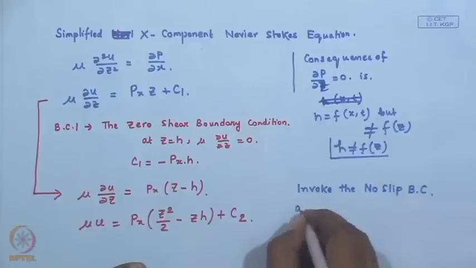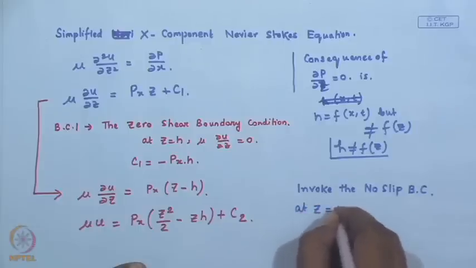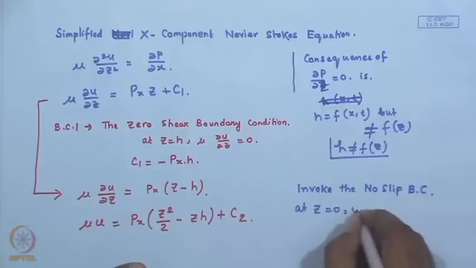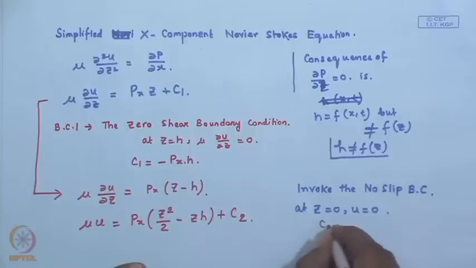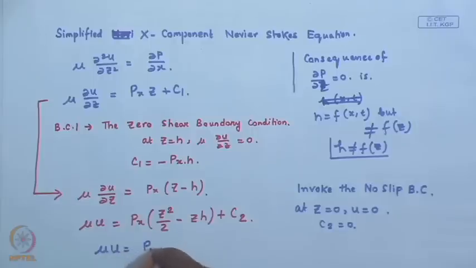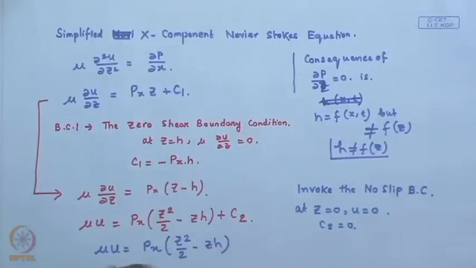That is at z is equal to 0, u is equal to 0. If you substitute that z is equal to 0, u is equal to 0, what you get is C 2 equal to 0. Therefore, you get mu u is equal to p x into z square by 2 minus z h.